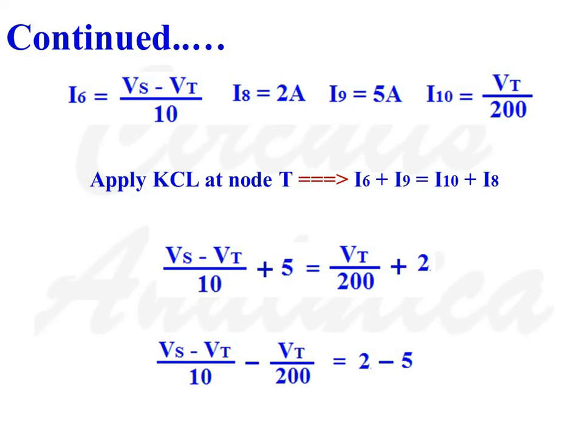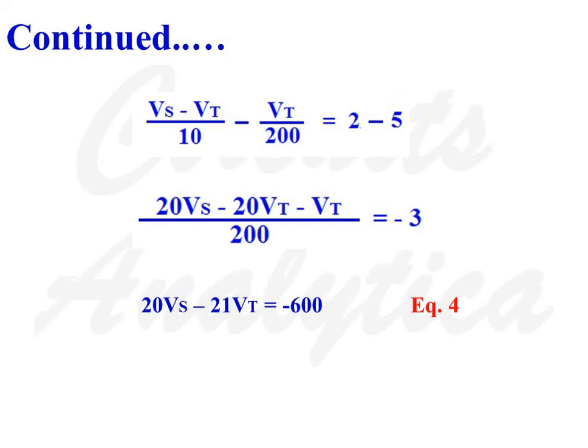So applying KCL at node T, we will get I6 plus I9 is equal to I10 plus I8. (Vs minus Vt) divided by 10 plus 5 is equal to Vt by 200 plus 2. Rearranging the terms, we will get (Vs minus Vt) divided by 10 minus Vt by 200 is equal to 2 minus 5. 20Vs minus 21Vt is equal to minus 600, equation number 4.